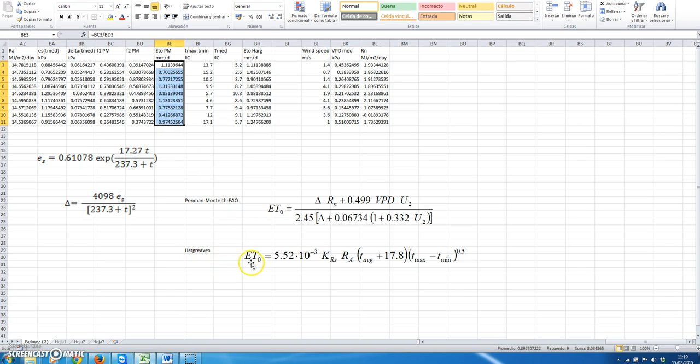Then, to calculate the ETo according to the Hargreaves method, we use this equation. Here, the coefficient KRS is 0.16 for inland locations, and would be 0.19 in the case of coastal locations. As we are in an inland location, Belmez, we are using 0.16. Then we need the extraterrestrial radiation, average temperature, and the difference maximum minus minimum temperature.